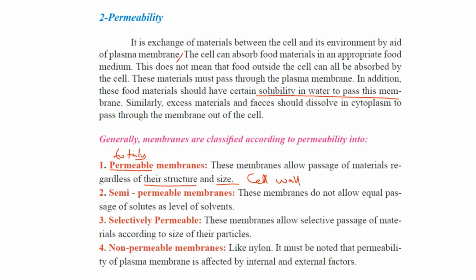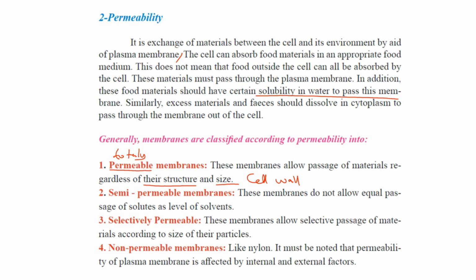Semi-permeable membranes do not allow equal passage of solute and solvents. Like the plasma membrane or any living membrane, if there is a sugar solution or salt solution, more water always passes through the membrane than salt, ions, or molecules of sugar. So we can give the plasma membrane as an example of this kind of membrane.